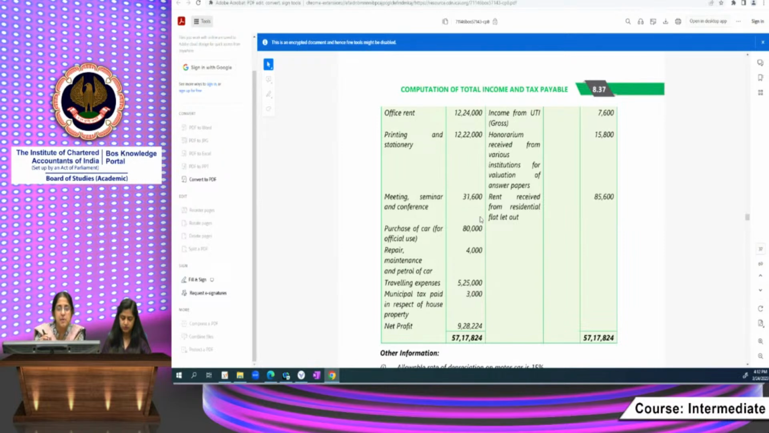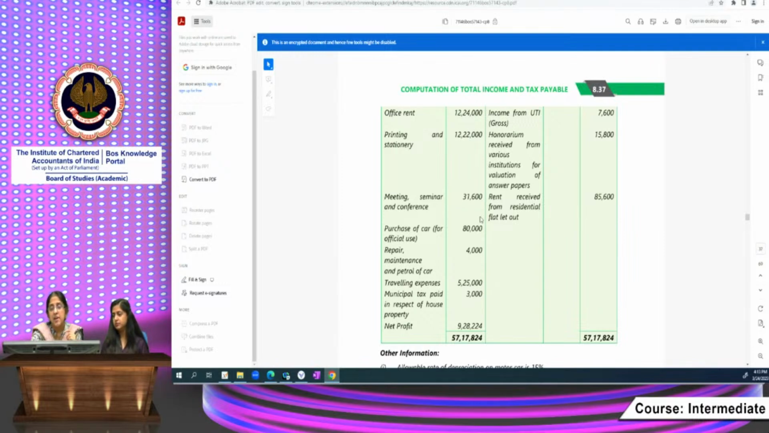Any inadmissible item, whether any amount on which tax has not been deducted at source, capital expenditure, personal expenditure, like that. Anything which has been paid in cash in excess of 10,000 and which has been debited to P&L account, that is not admissible. So I have to add those sums back.